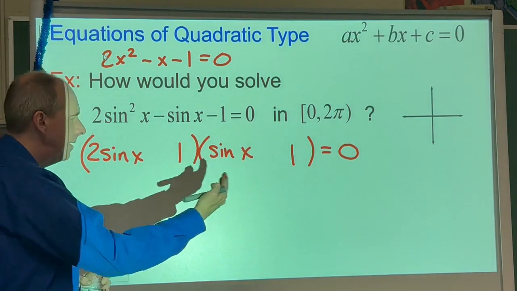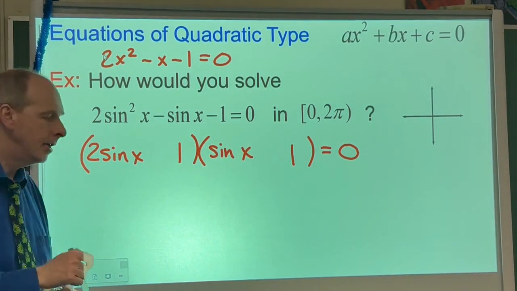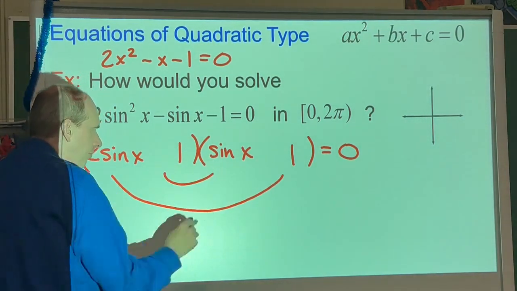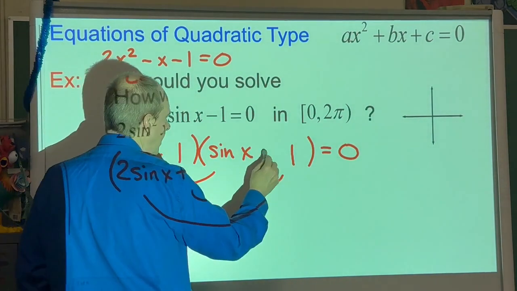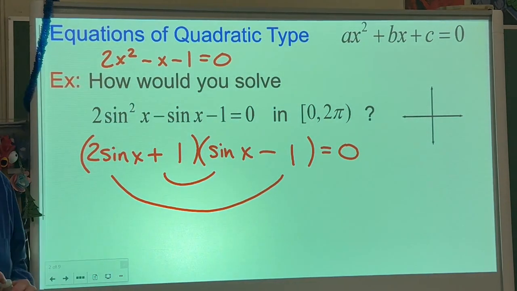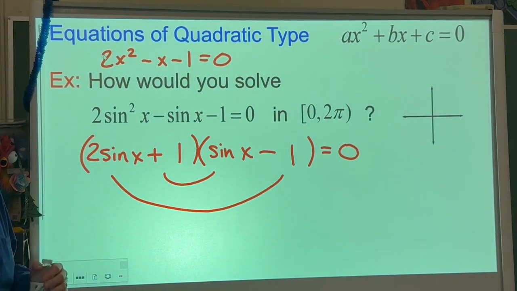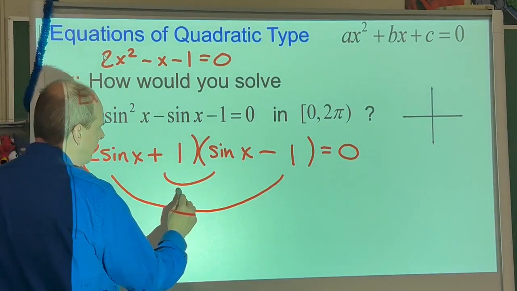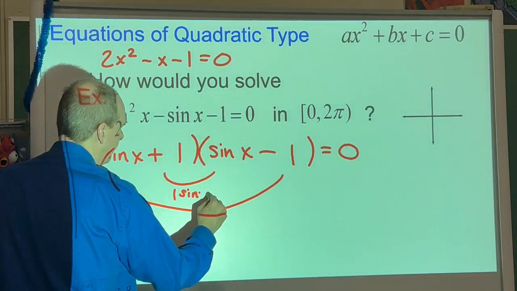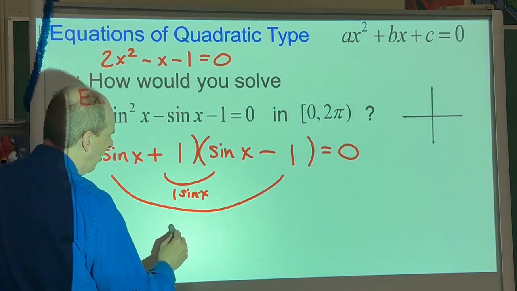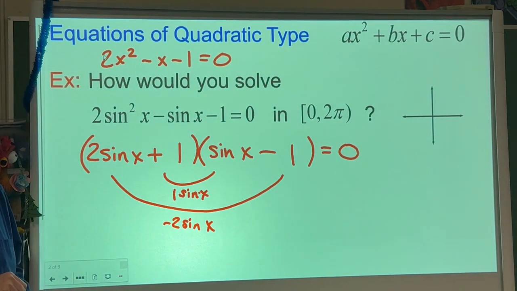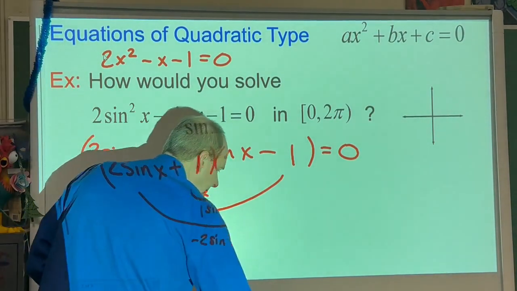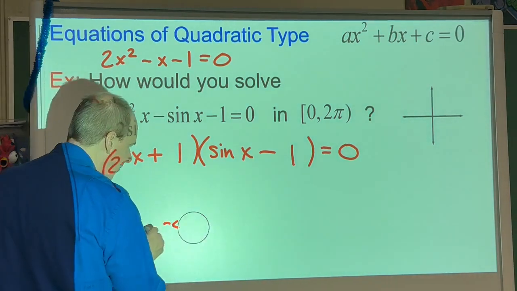So, where do you want the positive? Where do you want the negative? You're checking your outer and your inner terms when you're done to make sure that they add up to negative 1 sine x. Let's try positive here, negative here. If that doesn't work, then we'll switch them and we should be good to go. If it can be factored, well, we're good. 1 times sine of x would be 1 sine of x. 2 sine x times negative 1 would be negative 2 sine x. If I add those together, do I get negative 1 sine x? You sure do. So I'm going to say that we factored it correctly.